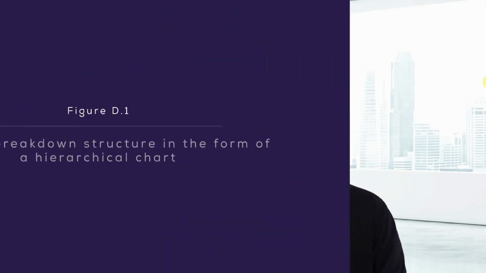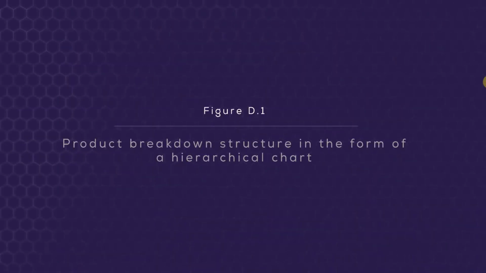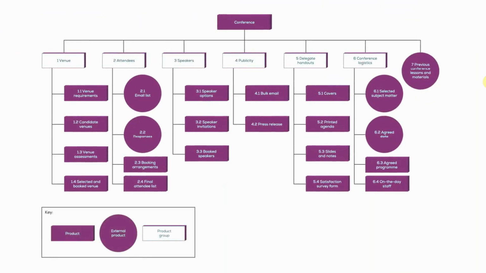We've now got a project product description. The second step in this technique is to create what we call a product breakdown structure. Now, if you are following the manual, you can flick over the page, have a look at figure D1 now. This is the product breakdown structure for the conference. And effectively what you'll see at the top is we've got our conference, that's our project's product.